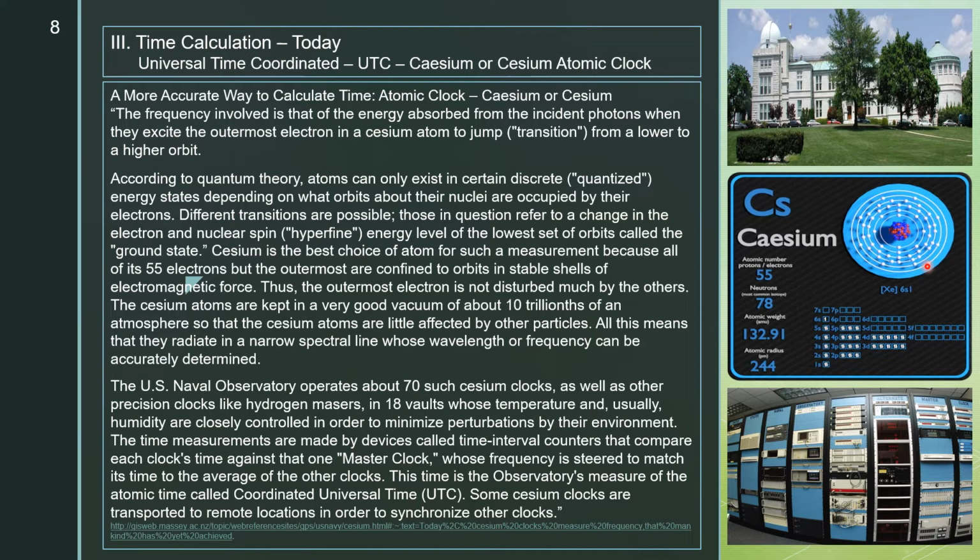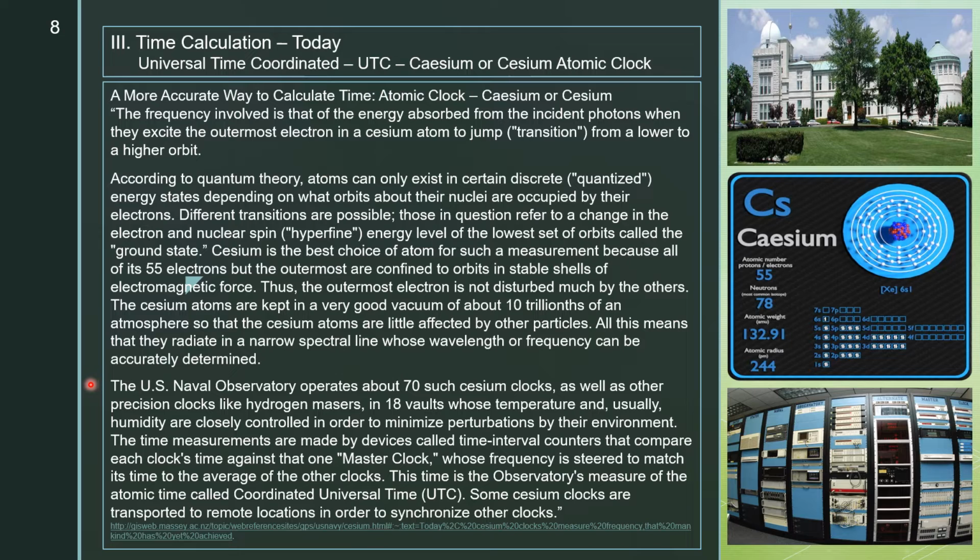The cesium atoms are kept in a very good vacuum of about 10 trillionths of an atmosphere so that the cesium atoms are little affected by other particles. All this means that they radiate in a narrow spectral line whose wavelength or frequency can be accurately determined.